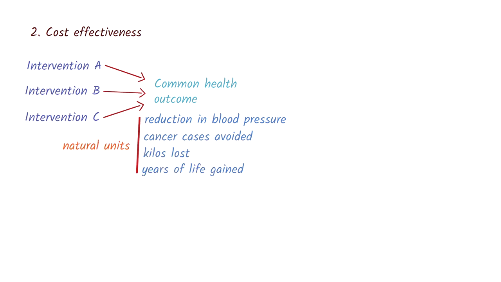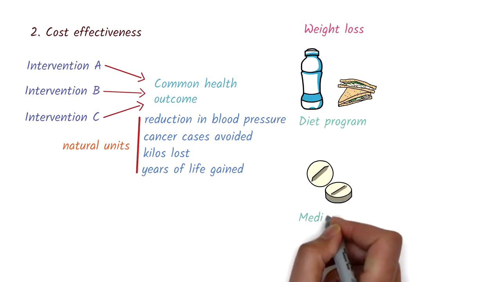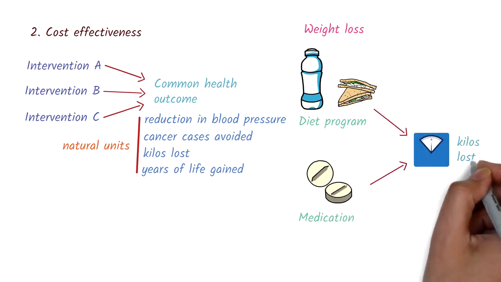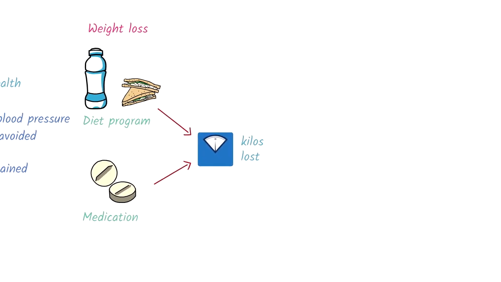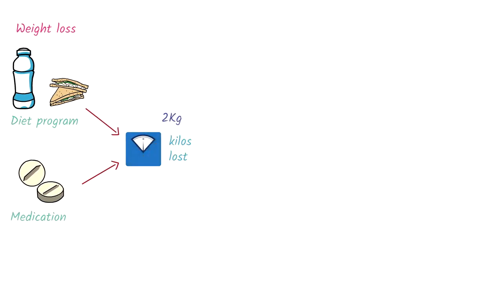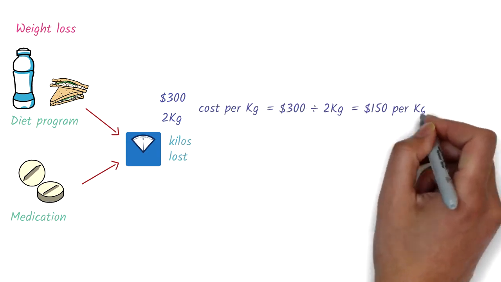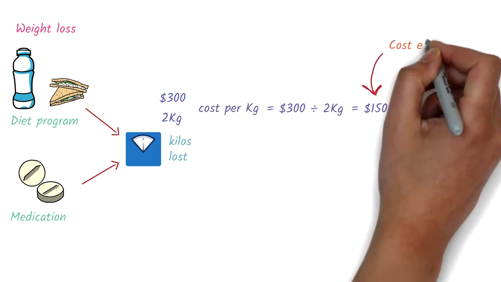Let's say we're comparing two different interventions to reduce weight: a diet program and weight loss medication. The health outcome we're interested in is how many kilos have been lost. The diet program had a 2-kilogram weight loss and cost $300. The cost per kilo lost is $150. This is called a cost-effectiveness ratio.